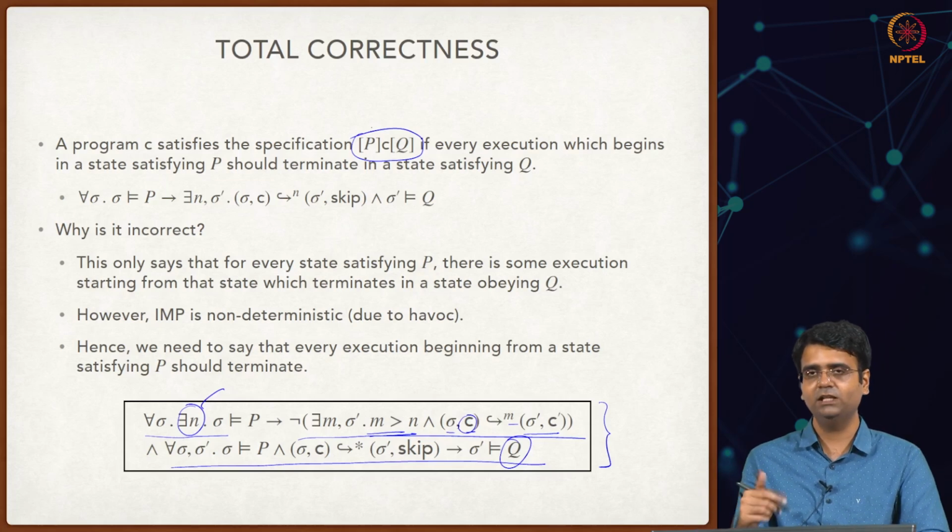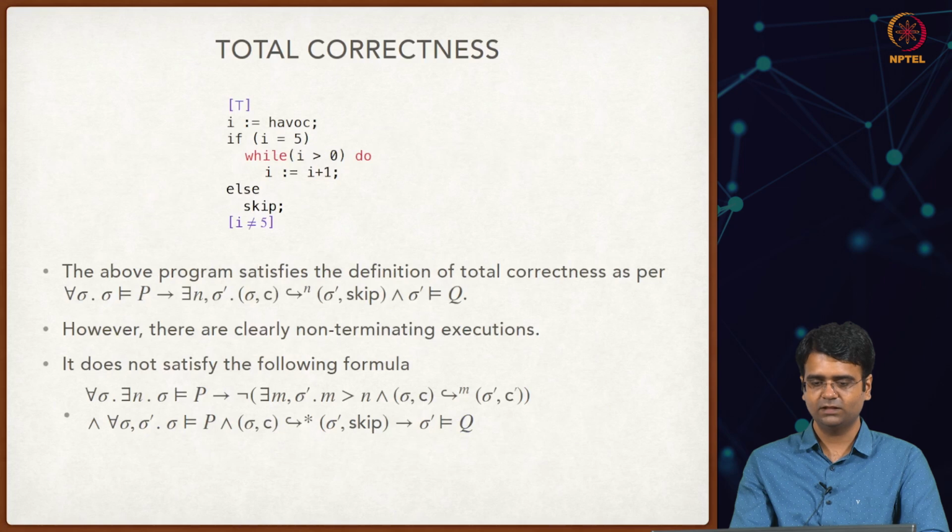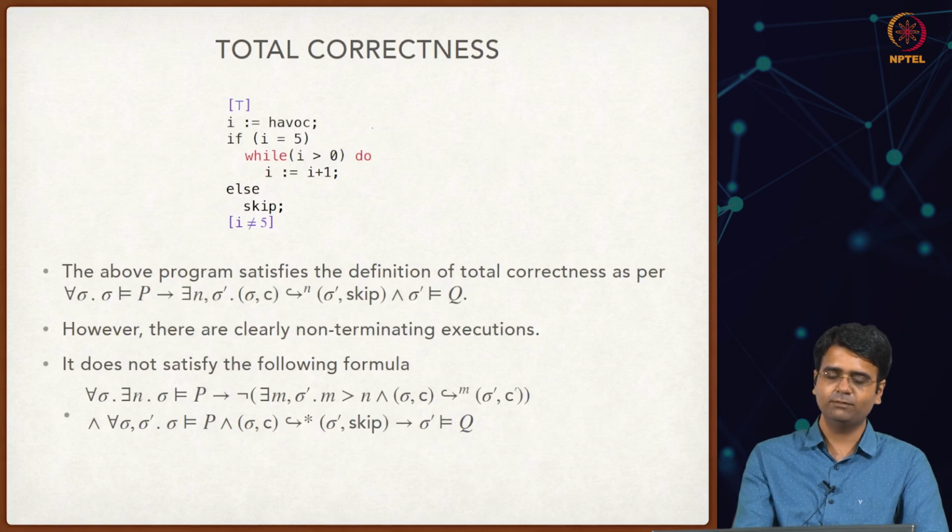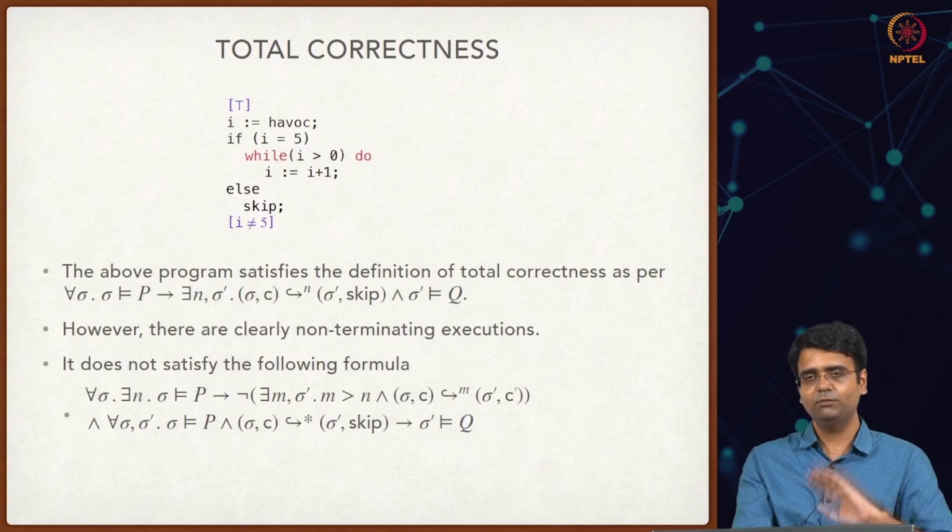So that's why we won't deal with total correctness, because it can be reduced to partial correctness by adding appropriate assertions. Okay. So here is an example which demonstrates what we have been discussing so far.